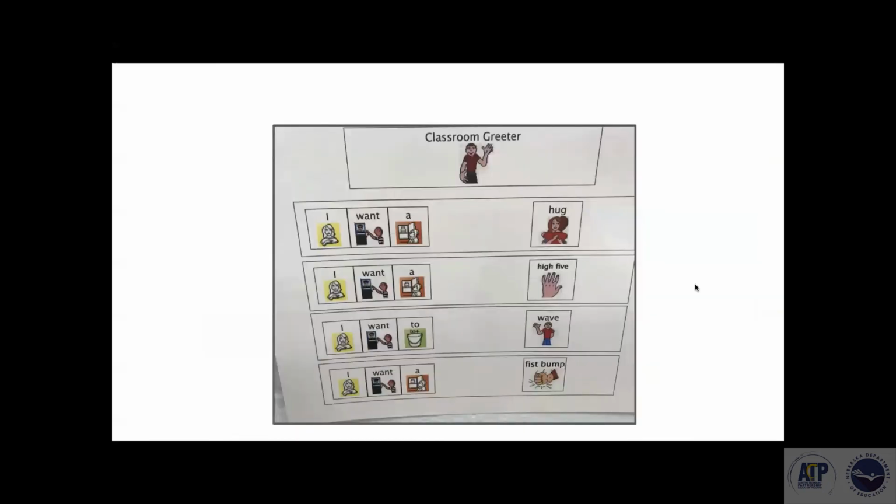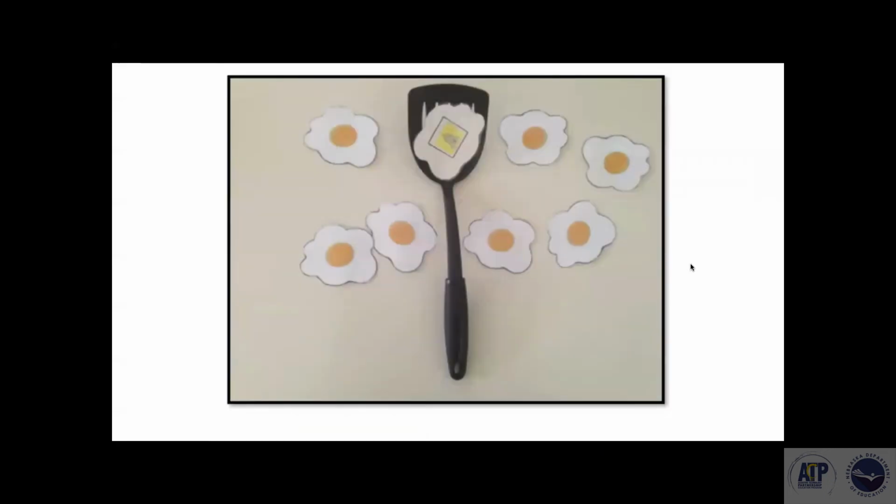It's a big thing to have a classroom greeter, pre-COVID, and students would have the option of giving a hug, a high five, a wave, or a fist bump, and the student would be the classroom greeter. And that's a great way for them to be able to ask for that. Even something as simple as putting a core vocabulary word on an egg in the kitchen area in an early childhood classroom, and then flipping it over. It's amazing the language that comes out of the students just because they're flipping over and they see one of their words.